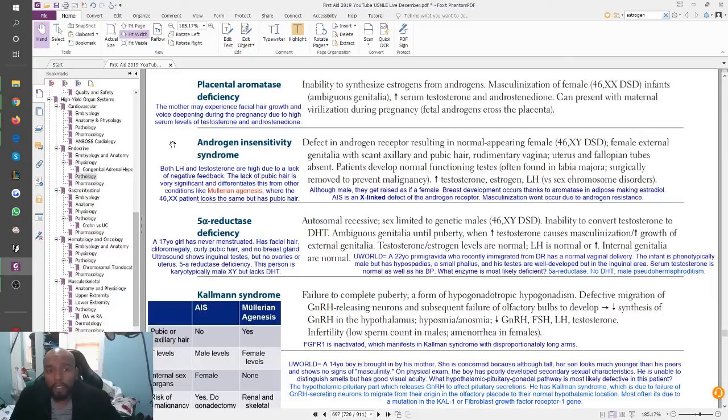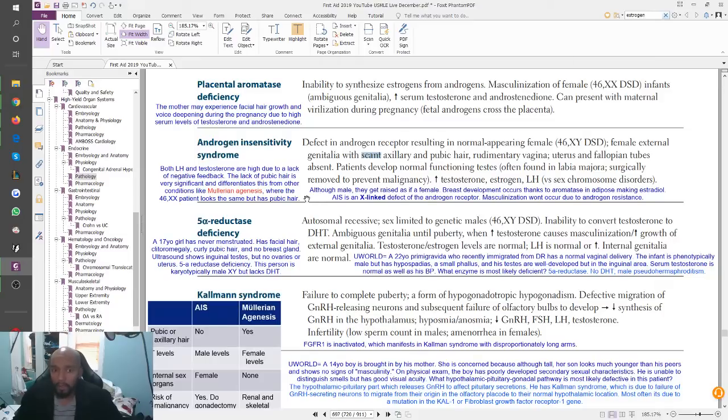The lack of pubic hair is very significant and differentiates this from other conditions like Mullerian agenesis, where the 46XX female patient looks the same but has pubic hair. Right? Remember here they tell you scant, very scarce amounts of axillary and pubic hair. They don't have much pubic hair at all. That's androgen insensitivity syndrome. Okay. In Mullerian agenesis, the patient has the same issue, right? The patient presents looking like a girl, but might not have a uterus and fallopian tubes and stuff.